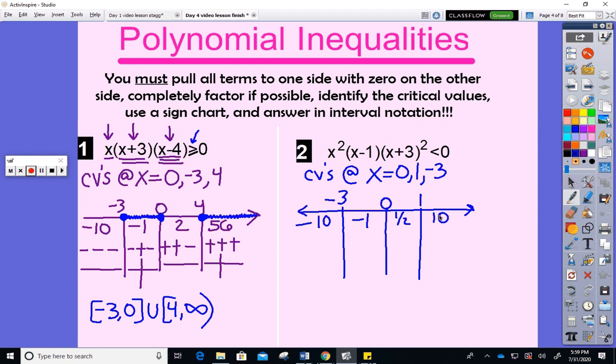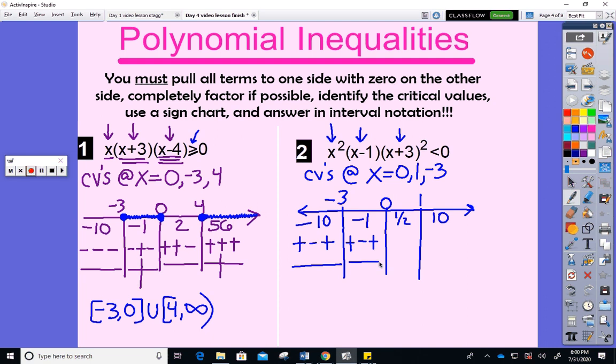So I'm going to start plugging in. So notice if I say, well, what is -10 squared? It's +100. What is -10 minus 1? It's clearly negative. What is -10 plus 3? Well, it's -7, but when I square it, it's positive. So I get 1 negative, which is my big result. -1 squared is positive. -1 minus 1 is negative. And -1 plus 3 squared is going to be positive.